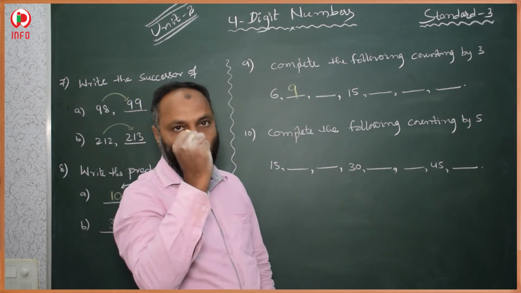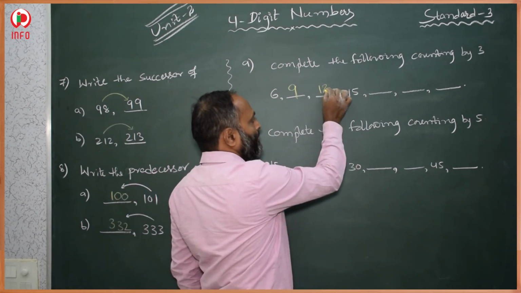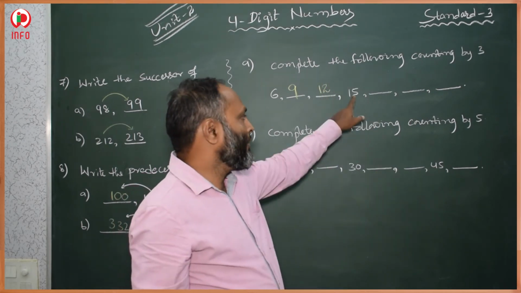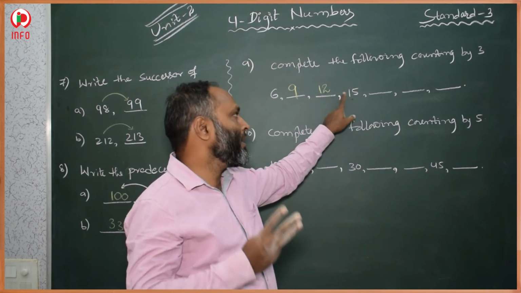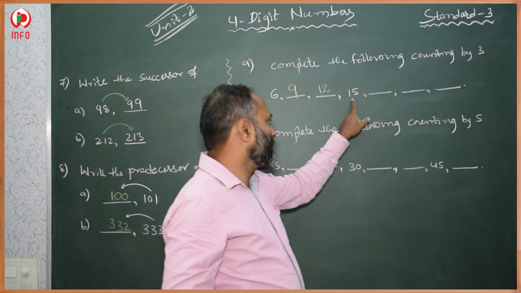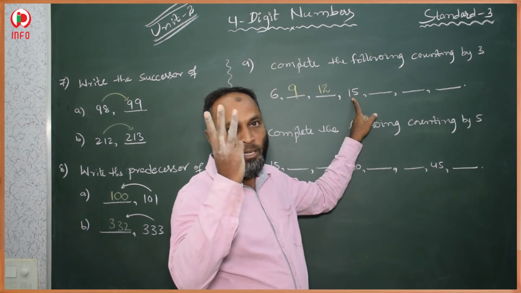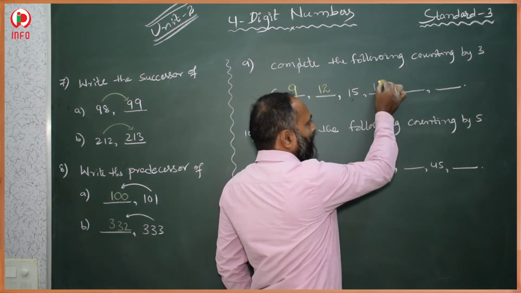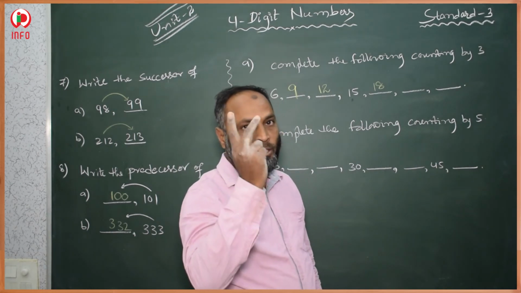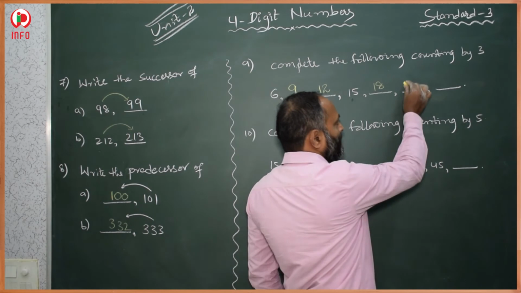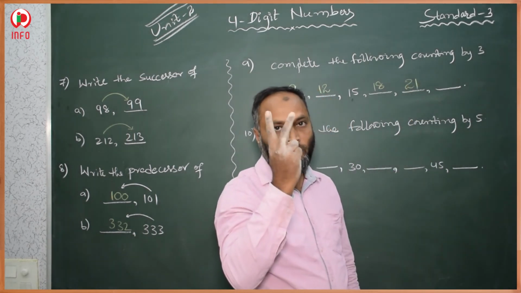After 9: 10, 11, 12. After 12: 13, 14, 15. Automatically 15 will come. Then after 15, again skip 3: 16, 17, 18. This is 18. Then after 18, again count 3: 19, 20, 21. Then after 21: 22, 23, 24.